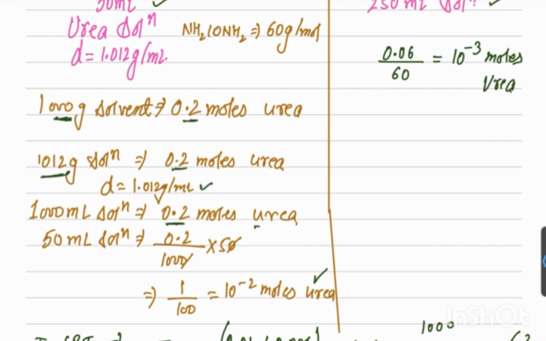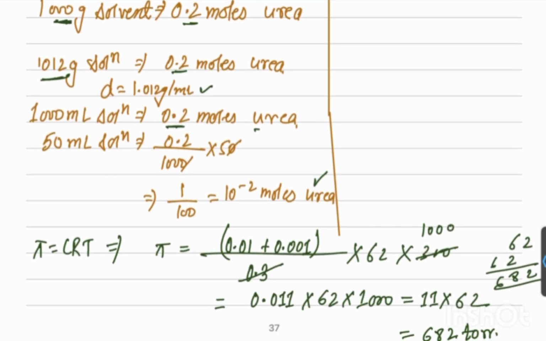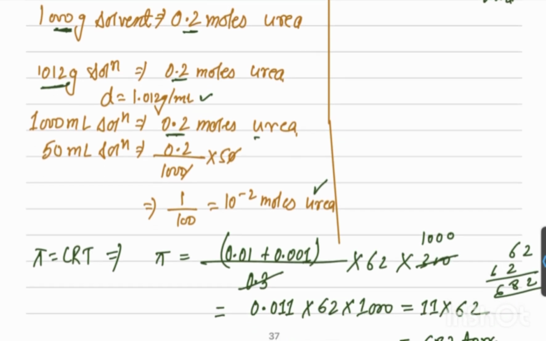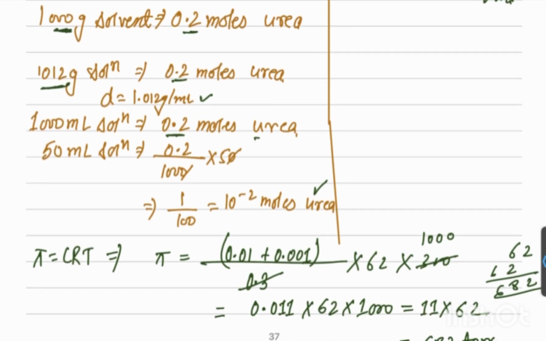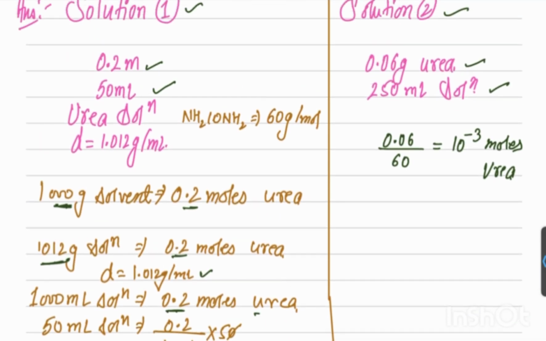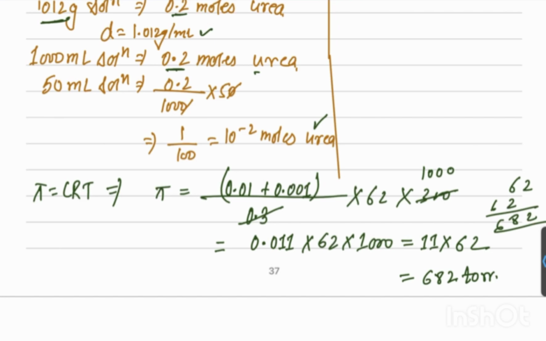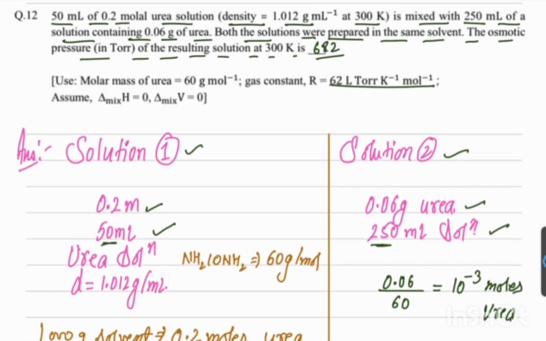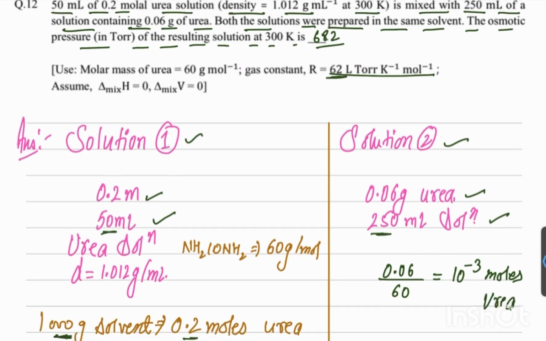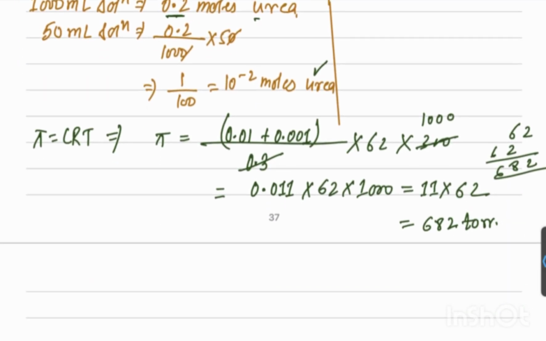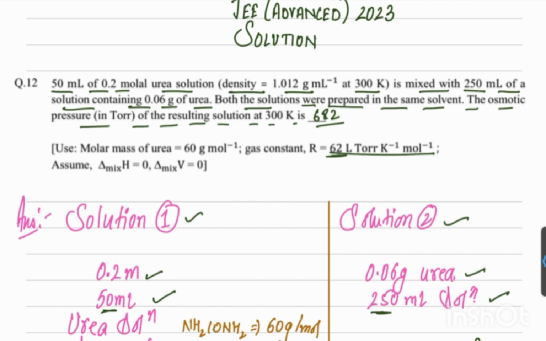So now we have the moles of urea in both solution 1 and solution 2. We will add these two moles, 10 raised to the minus 2 plus 10 raised to the minus 3. So we will get 0.01 plus 0.001, and we divide by the total volume. The total volume will be 250 plus 50, which is 300 ml, which is 0.3 liter. This will be the molarity, and the molarity will be multiplied with R, and the value of R is given as 62 liter torr per Kelvin per mole, and the temperature is given as 300 Kelvin.